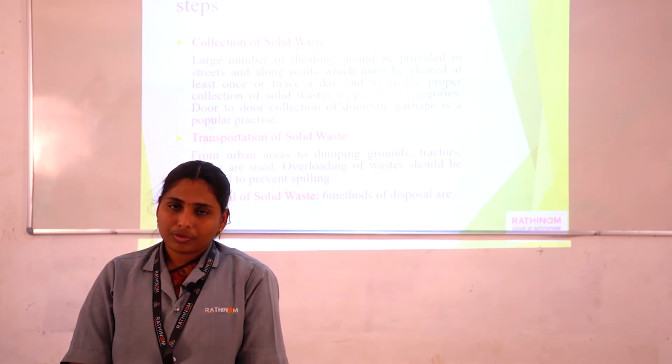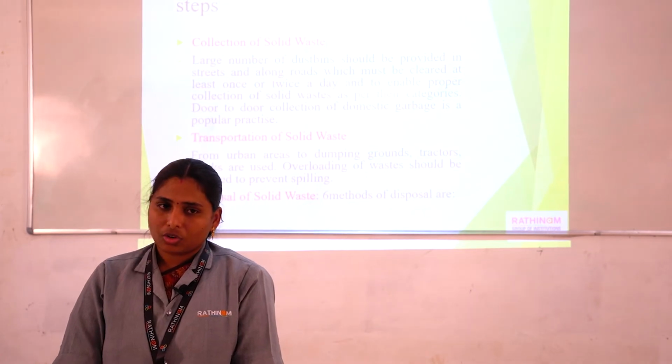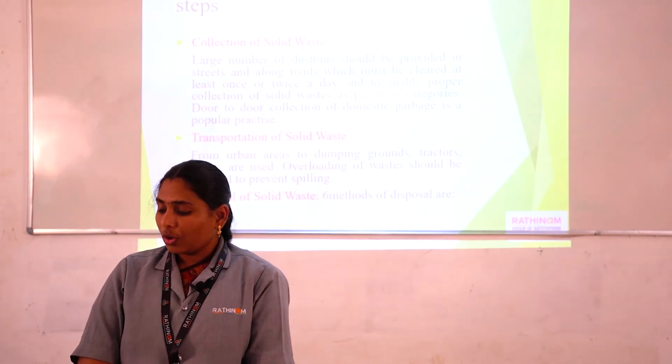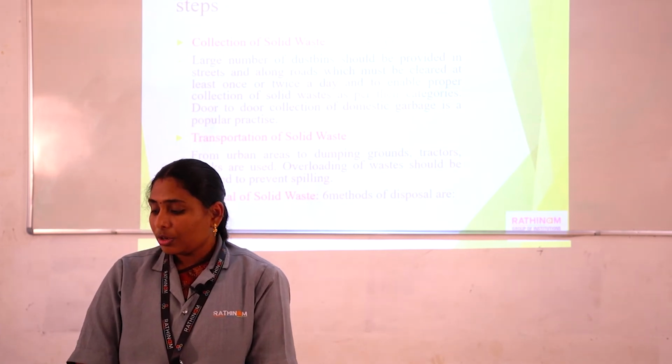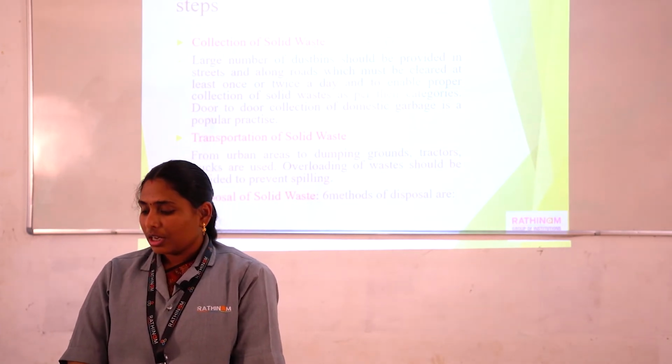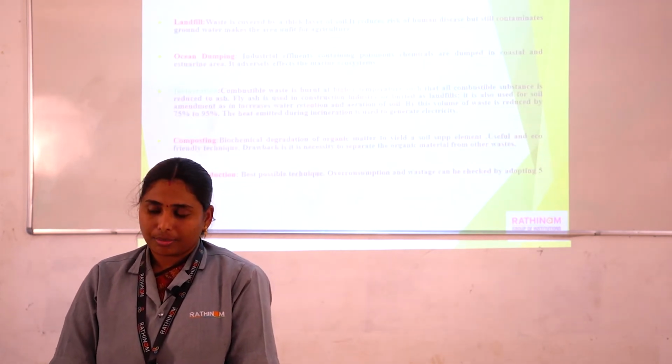Transportation of solid waste from the urban area to the dumping area may be done by tractors or trucks, etc. Overloading of waste should be avoided to prevent the spilling out of the wastes. Coming to the disposal of solid waste, 6 methods of disposal can be carried out.